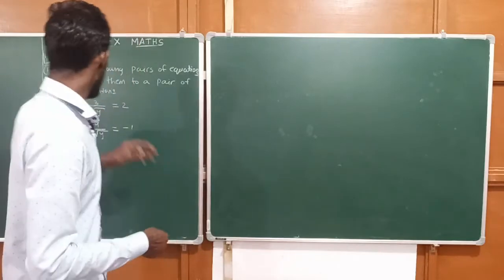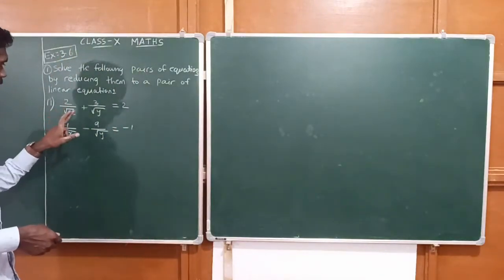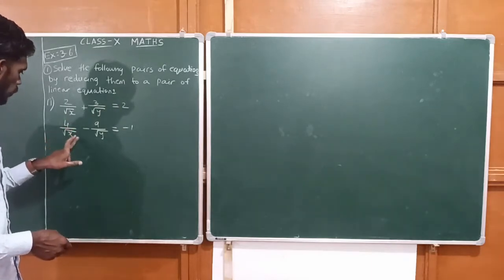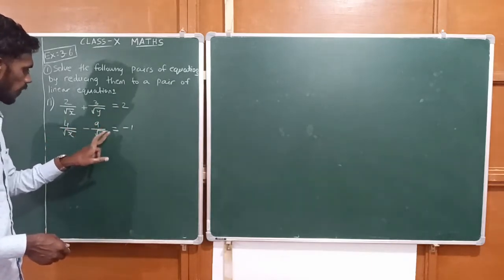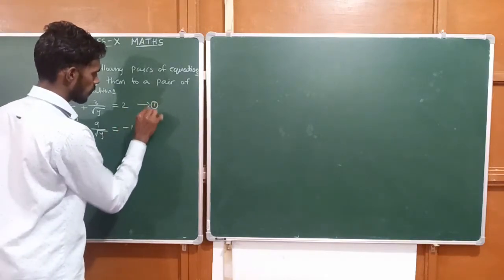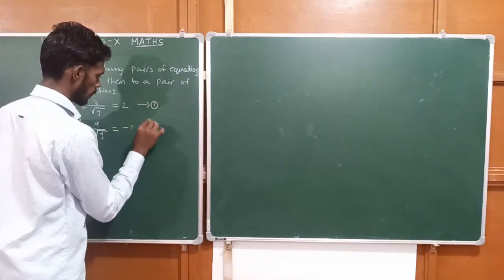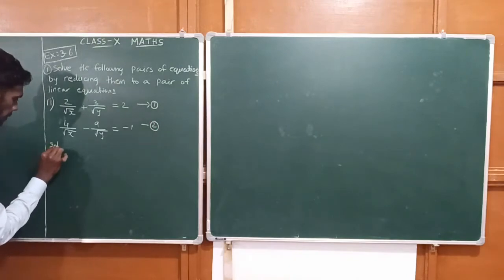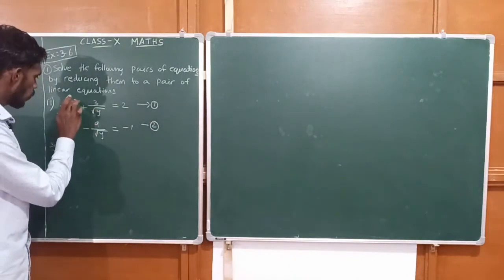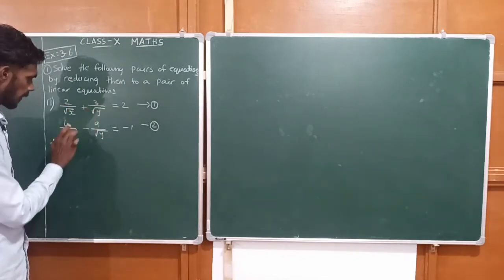Next, the second subdivision: 2 by root x plus 3 by root y is equal to 2, 4 by root x minus 9 by root y is equal to minus 1. Let me name these equations as number 1 and 2. Then solution: both the equations are having the form 1 by root x, 1 by root y.